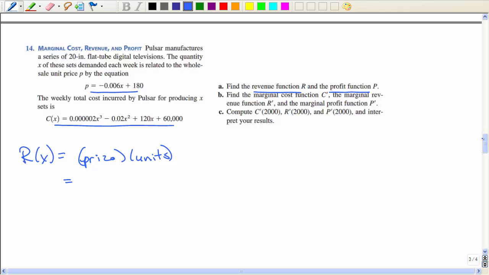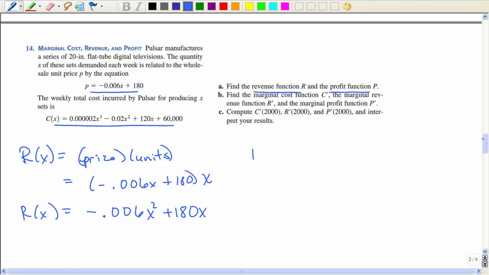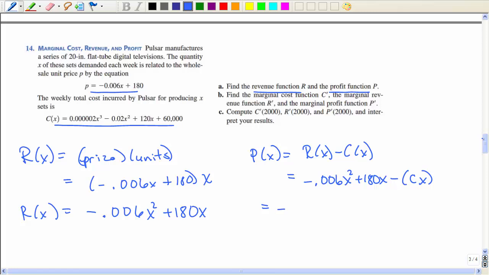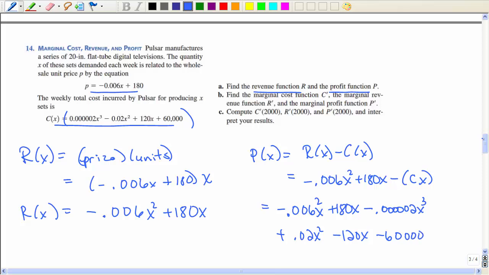So what was the price? They've given that to us in this function, and then we want to multiply that by x. And then our profit function, remember, is revenue minus the cost, minus all of that cost function. I think I need a little more room here. So negative 0.006 x squared. And now I want to make sure I distribute the minus sign to all of that. So the next one's going to be a plus 0.02 x squared, and then that's going to be a minus, and that's going to be a minus.